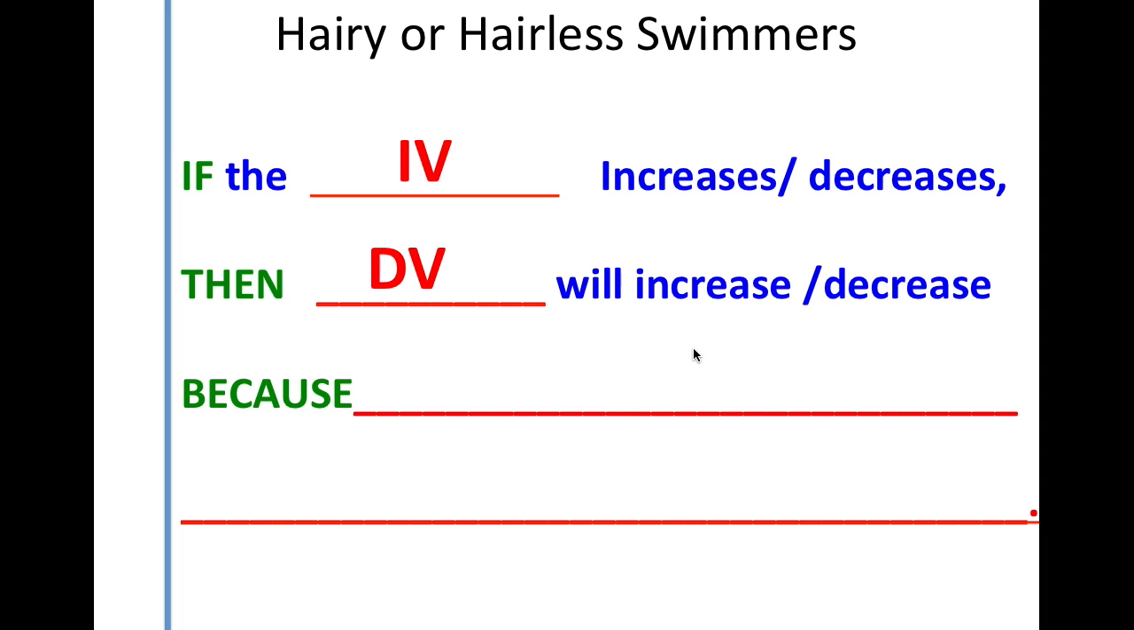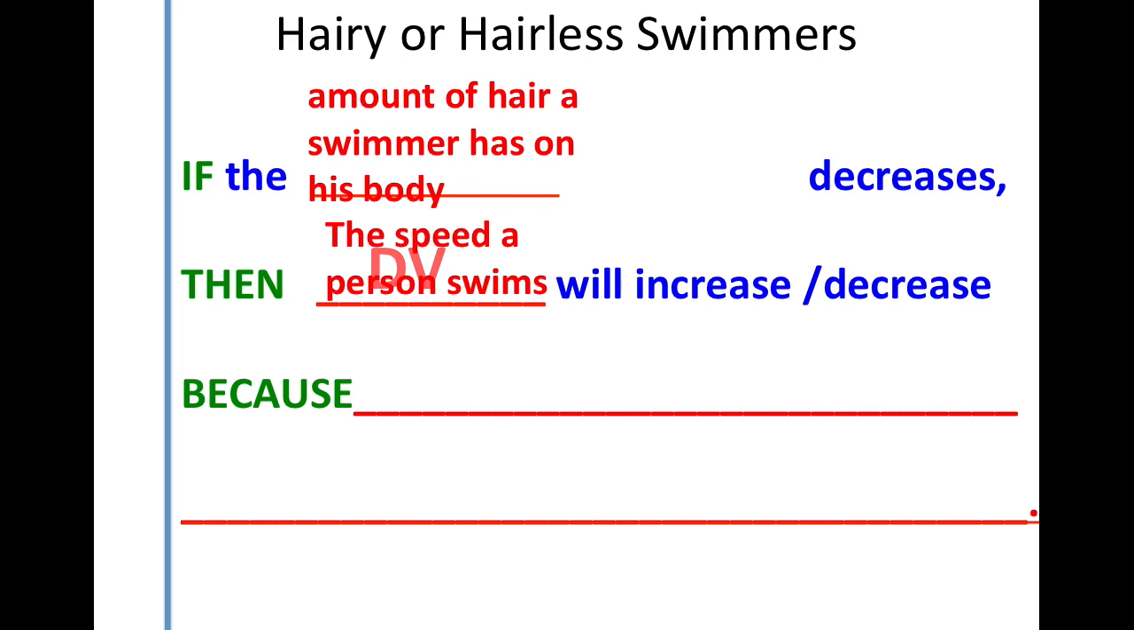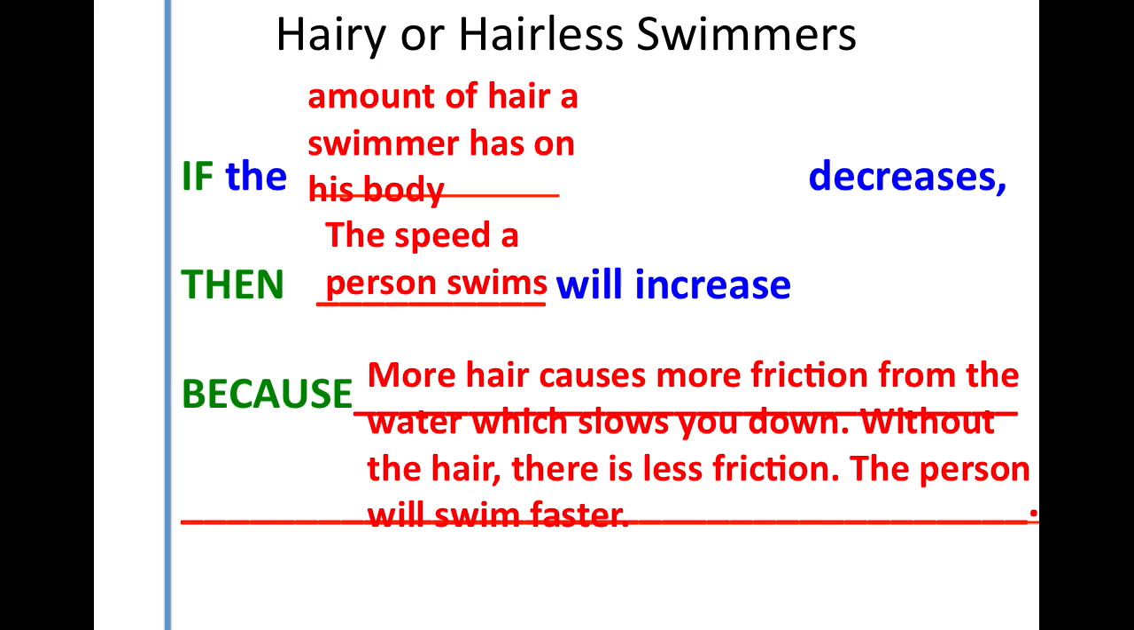You could also choose something different to say. So for example, again, the amount of hair a swimmer has on his body, let's go ahead and choose decreases. Okay, so write this one down also, just so you have a second example of what I'm talking about when you can go either way. You can either have increases or you could have decreases. So if the amount of hair a swimmer has on his or her body decreases, then the dependent variable, the speed a person swims, will increase because more hair causes more friction from the water, which slows you down. Without the hair, there is less friction. The person will swim faster.